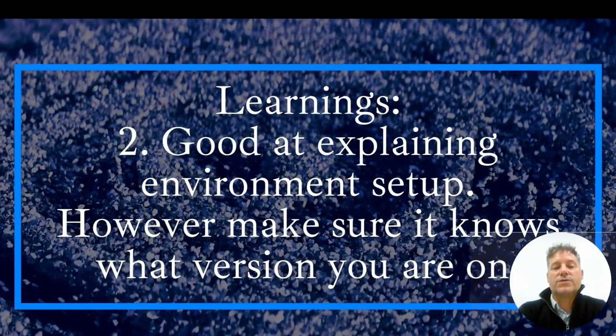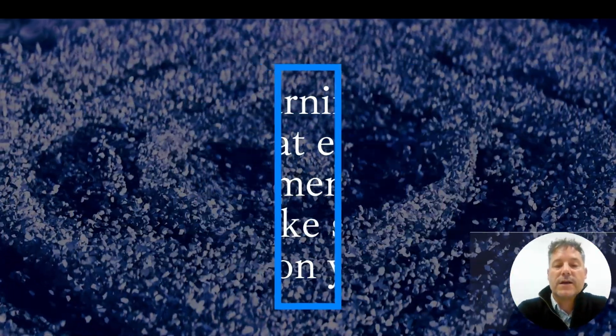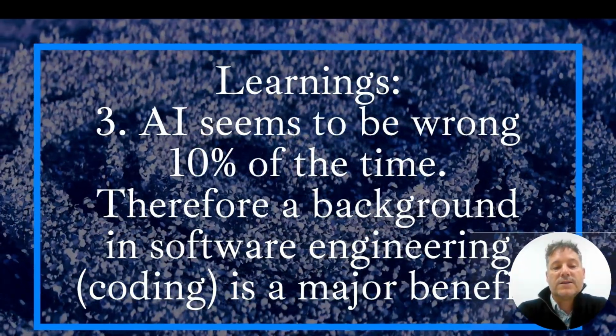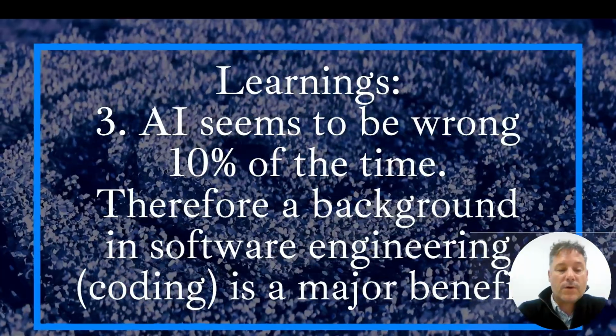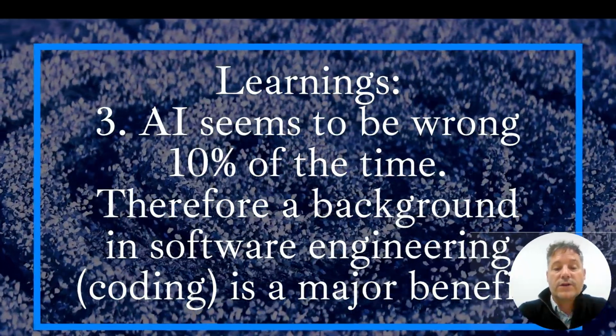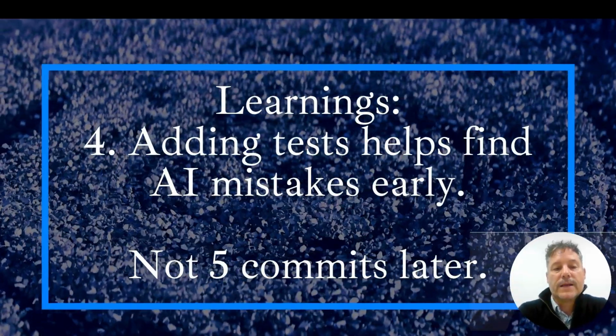However, know what versions you're on, because you've got different versions. The AI assistant can sometimes get confused on how to do stuff. It seems to get 10% wrong, and you go down rabbit holes. So use commits, and be very wary. A background in software engineering and coding is a major benefit to know when it's doing silly stuff.